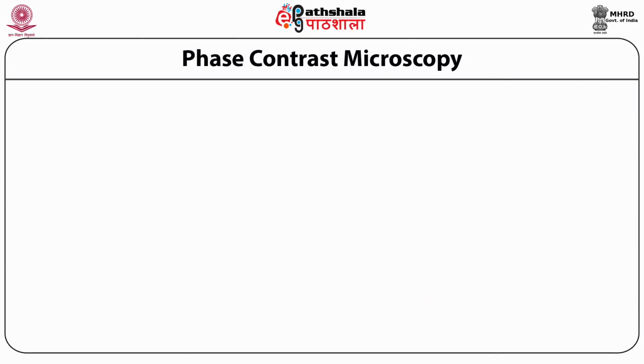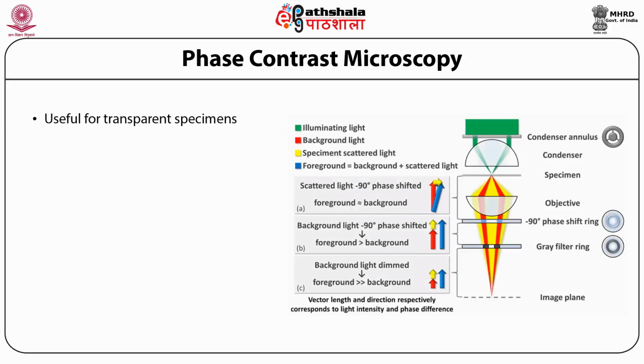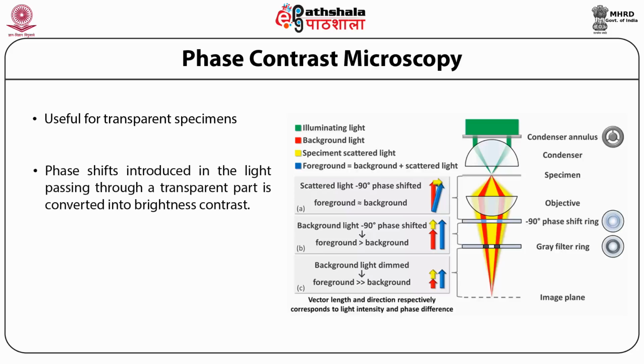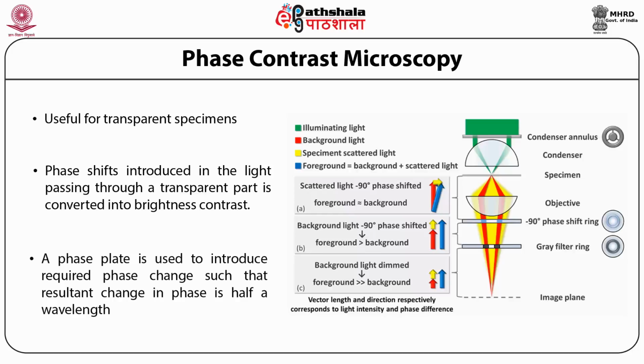Here we talk about phase contrast microscopy, which is highly useful for transparent specimens, meaning those specimens which are very difficult to see under a normal microscope because they are transparent. No light is reflected back, so you don't see anything. So here, phase shifts introduced in the light passing through a transparent part of any sample are converted into brightness contrast. A phase plate is used to introduce the required phase change such that the resultant change in phase is half a wavelength, and that gives you the contrast.